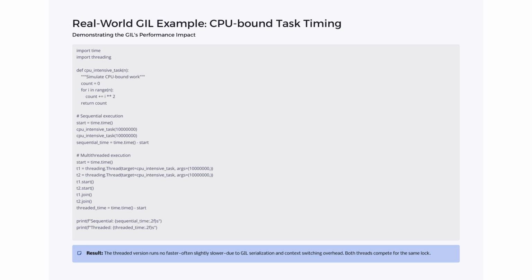In a real-world example, a CPU-bound task demonstrates the Global Interpreter Lock's impact on performance. Sequential execution of a task takes a certain time, while multithreading, due to Global Interpreter Lock serialization and context switching, often results in no speed gain or even slower performance. Both threads compete for the same lock, highlighting the Global Interpreter Lock's limitations in CPU-bound scenarios.